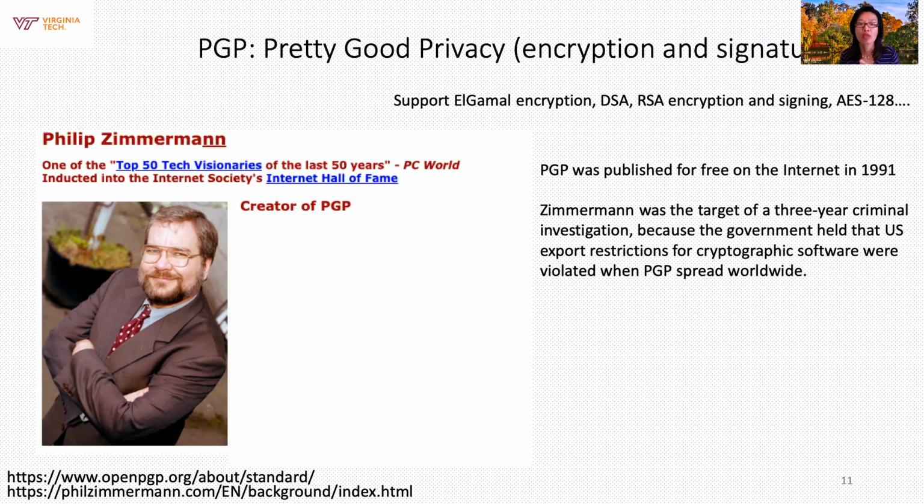30 years ago. And he was under a lot of stress because at that time, when he released the open source version of PGP, which supports ElGamal encryption, DSA, RSA, and a different range of encryption and digital signature, he was targeted for a 3-year criminal investigation by the US government because at that time, believe it or not, cryptographic software was under export control and was considered as sensitive as nuclear weapons.